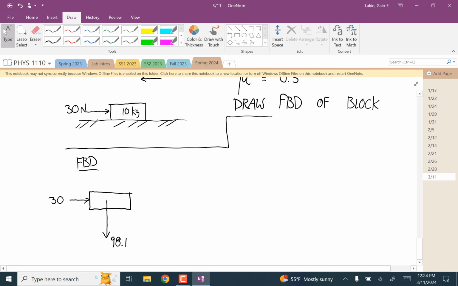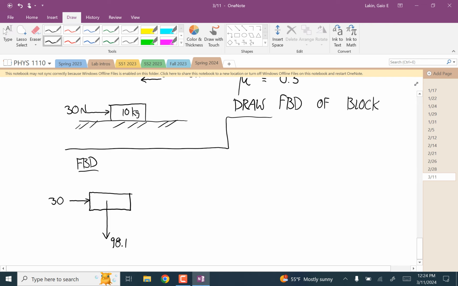Okay, well, the friction has to occur with a normal force. Those always occur together. The normal force is the force applied to the block by the ground. That's a pushing force, so it's going to be toward the body, and I'll call that N.